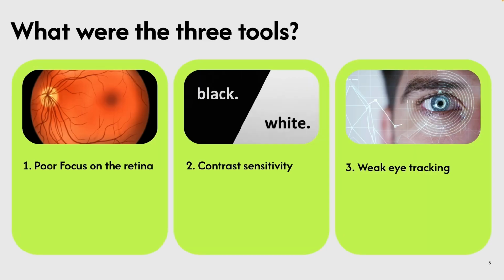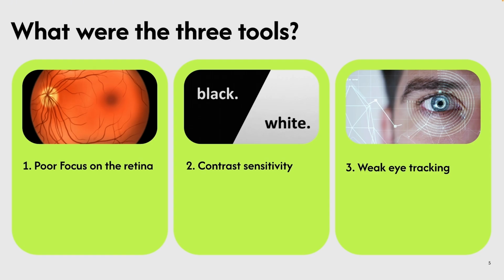So just quickly in the chat, tell me what the 3 tools were. One for focus on the retina, one for contrast sensitivity, and there are 2 or 3 options for weak eye tracking. Quickly put what you remember from the last session into the chat so that we're working this knowledge, but making it more and more embedded. That's what implementation does.